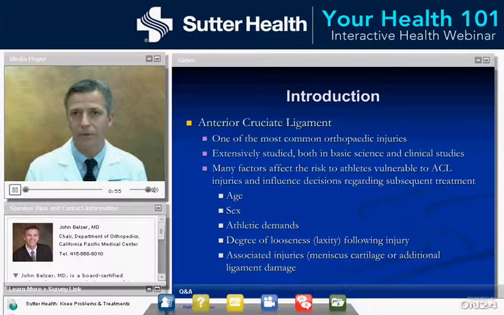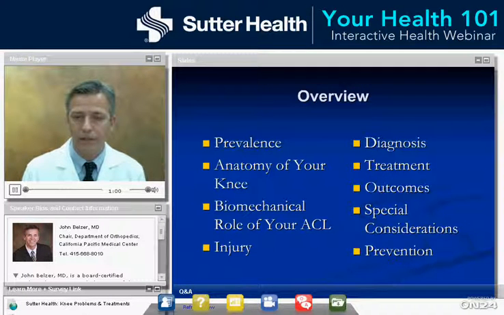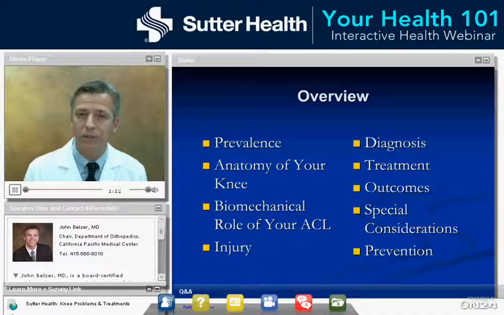So as a brief overview today, we are going to speak in our outline here about these topics. So we'll start off with prevalence of ACL injuries, followed by the anatomy of your knee. Then we'll talk about the biomechanical role of your ACL, or why your ACL is important to knee function. We'll speak about injury in terms of the mechanisms of injury and the types of activities that tend to create these injuries, the diagnosis made by your physician, the treatment of these ACL injuries, and the outcomes of these treatments. Finally, we'll speak about special considerations as well as the prevention of ACL injuries.